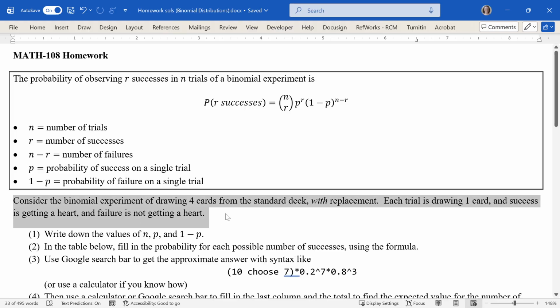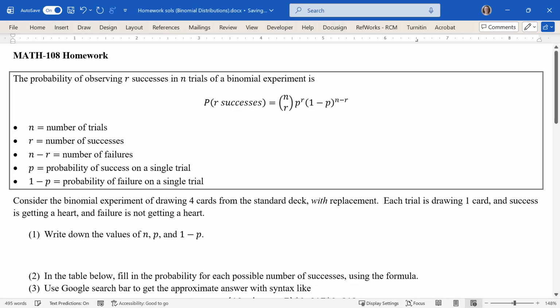The first one is drawing 4 cards from the standard deck with replacement. So each individual trial is drawing 1 card, and then success is getting a heart, and failure is not getting a heart. So first we need to write down the values that we know so far. So we can figure out what n is. That's the number of trials. So that is going to be 4, because we're drawing 4 cards.